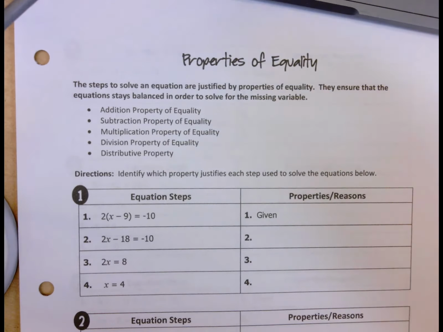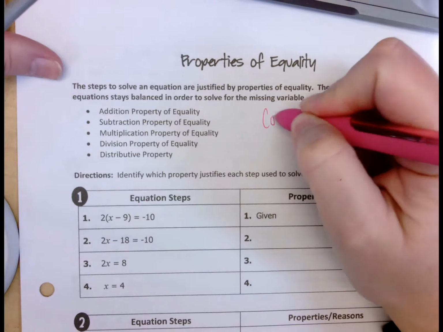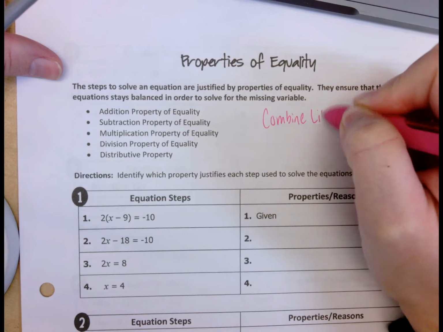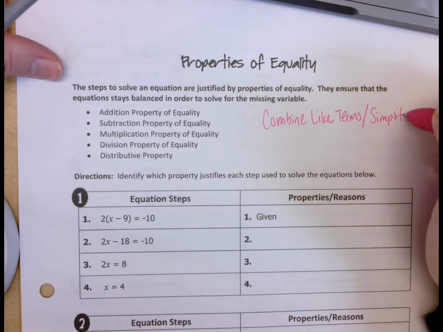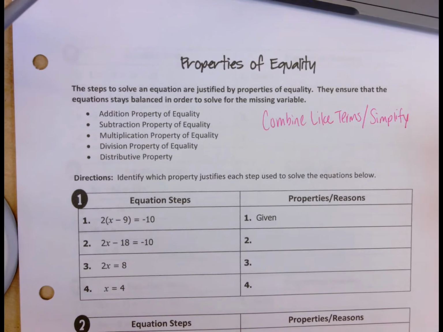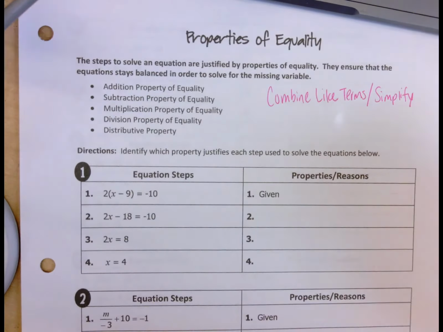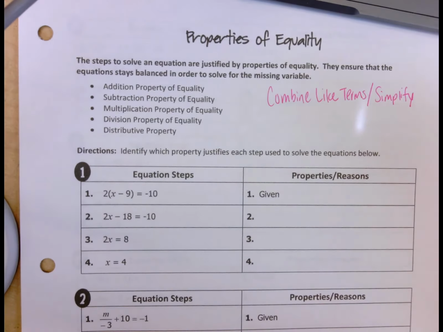Now, anytime we combine like terms or we simplify something, then that is another reasoning that we can use. So combine like terms, or if you want to, you can just write it as simplify. That's also a justification. Now, it's not a property, but it is a reasoning for why we do some things that we do, okay? So this will be additional practice for us as we work through these problems, as well as letting us kind of use these properties. So we're going to do a couple of examples, and then I'm going to let you guys kind of finish these out on your own.